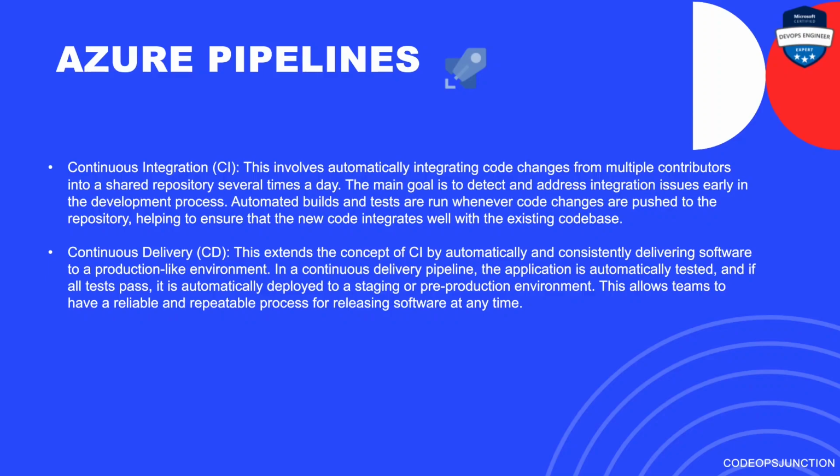Then second is continuous delivery. It extends the concept of CI, or continuous integration, by automatically and consistently delivering software to a production-like environment. In a continuous delivery pipeline, the application is automatically tested, and if all tests pass, it is automatically deployed to a stage or pre-production environment. This allows teams to have a reliable and repeatable process for releasing software at any time.